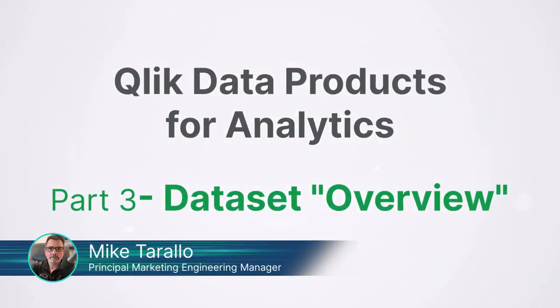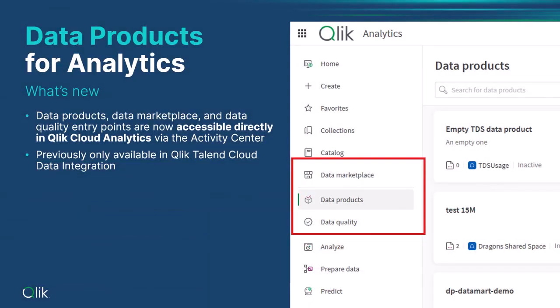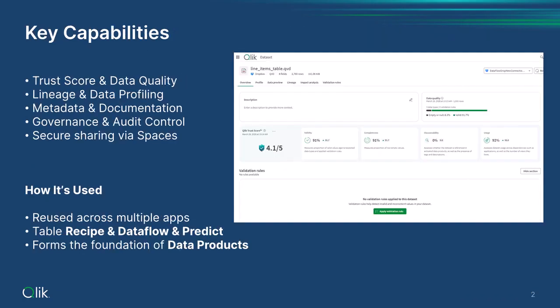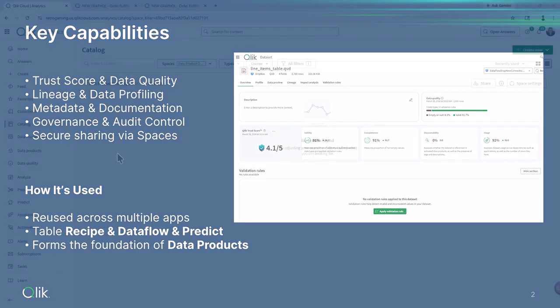Thanks for joining me in the next episode of Do More with Qlik, where we are continuing to explore Qlik data products for analytics. In the last episode, we introduced datasets as they are the foundational building blocks of a data product. In the next few episodes, we're going to take a closer look inside a dataset and explore the governance and metadata layers, like data quality, lineage, and the Qlik Trust Score, which helps you understand the trustworthiness and health of your data. Let's jump right in.